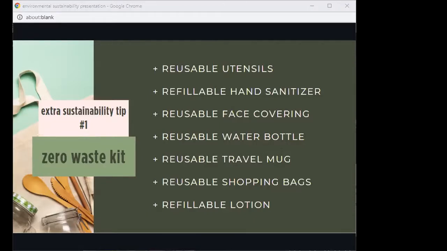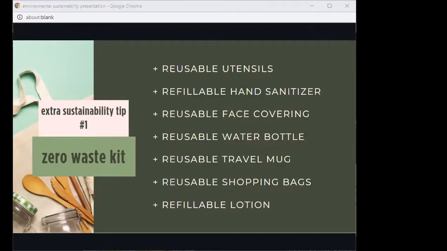But what I don't want you to do, when you're looking at these kinds of lists, is think that you need to go out and purchase a zero waste kit. There are a lot of people who are putting together these zero waste kits and then selling them online. But the best thing to do for the environment is to use what you already have rather than purchasing something new. So that's what we were talking about with sustainability tip number one, which is just don't buy new things. So when you put together your zero waste kit, just go to your own kitchen and find a spare set of utensils if you have them.